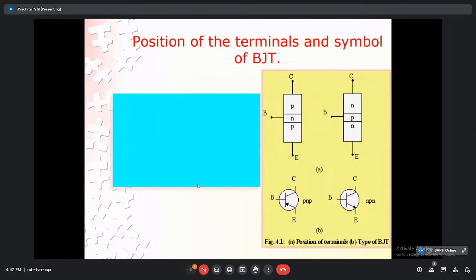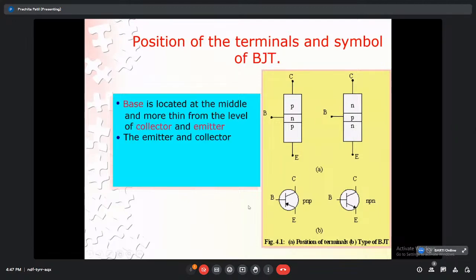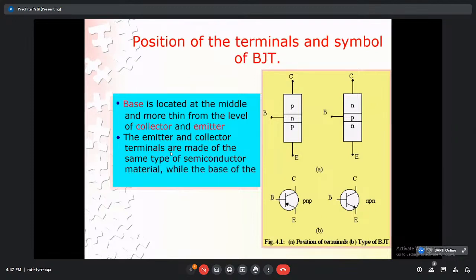Now let us see the construction of the transistor as well as the symbol of the transistor. Very simple: the base is located in the middle and is thinner than the collector and emitter. As everybody knows, the collector is larger in size, the emitter is moderate in size, and the base is thinner. If we see the doping concentration, the emitter is heavily doped, the collector is moderately doped, and the base is lightly doped, because the base has a role to pass the charge carriers from the emitter to the collector. The emitter and collector terminals are made of the same type of semiconductor material, while the base is of the other type.